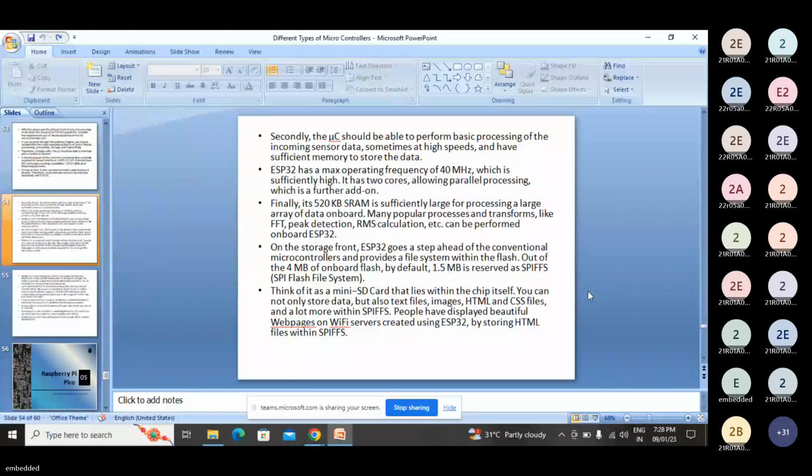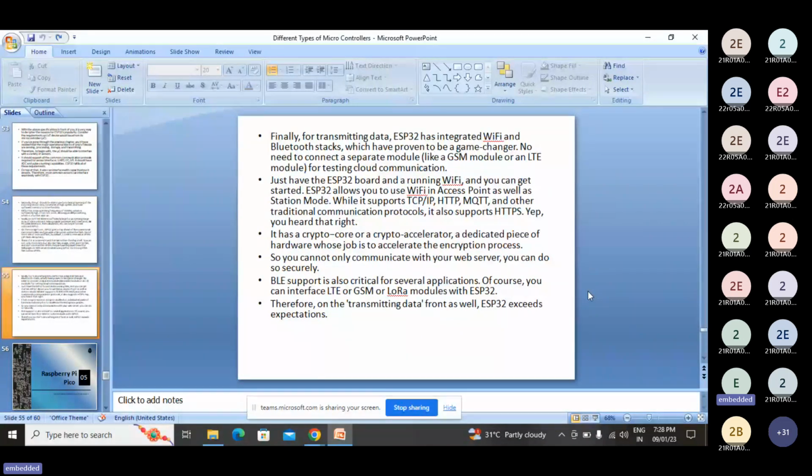system. So finally, for transmitting data, ESP32 has integrated Wi-Fi and Bluetooth stacks, which have proven to be a game changer. No need to connect a separate module, like a GSM module or an LTE module, for testing cloud communications. Just have the ESP32 board and a running Wi-Fi, and you can get started.